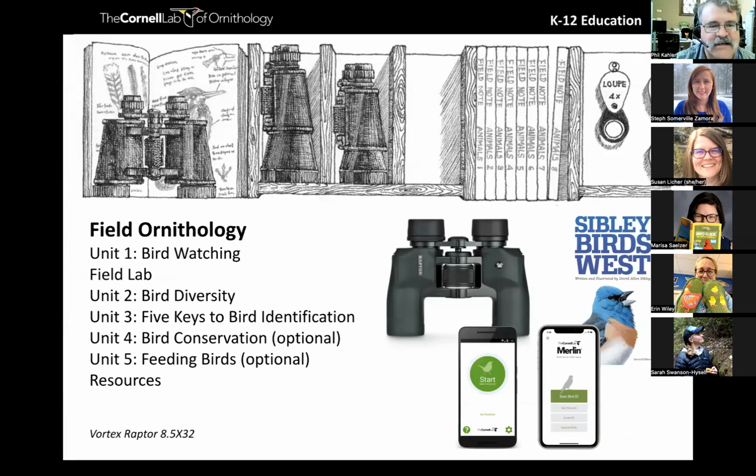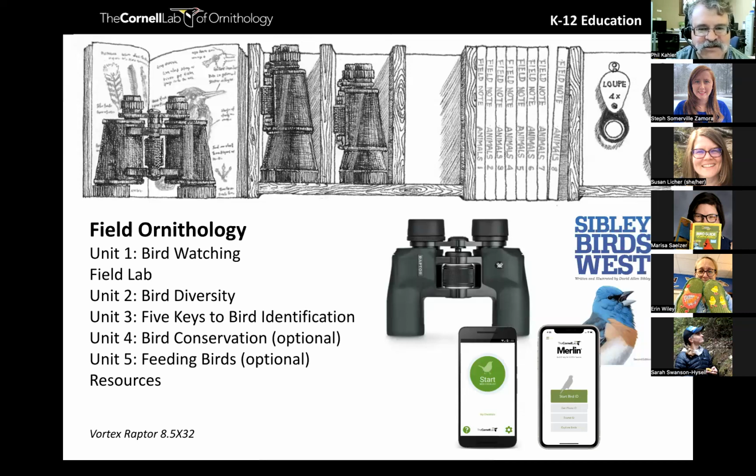And so to kind of get things organized, we had a grant where I was able to purchase 10 pairs of binoculars. We got Vortex Raptors 8.5 by 32s if you're looking at. But even with the Amazon Binocular Project, we learned early on that you got to get the newer waterproof variety or the kids will destroy them.